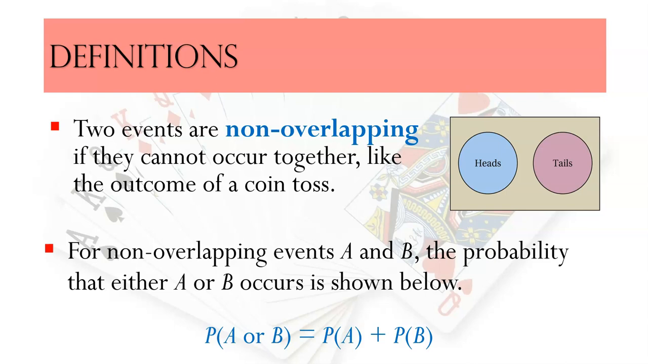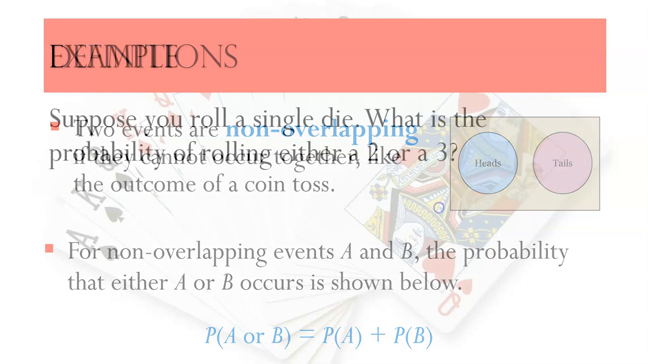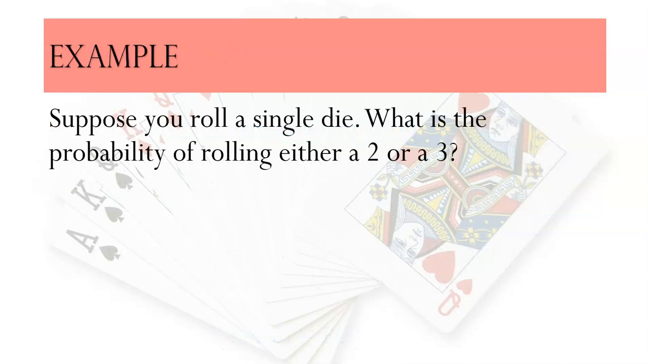If that is the case, to combine an OR, you add. So the probability of A or B is just the probability of the first thing plus the probability of the second thing. Suppose you roll a single die. What is the probability of rolling either a 2 or a 3? These are non-overlapping because if you roll one die, you're not going to get more than one number. So you can't have these two things happen at the same time.